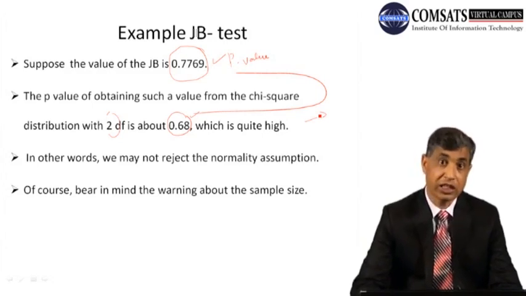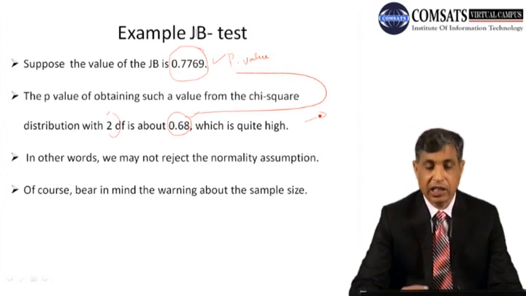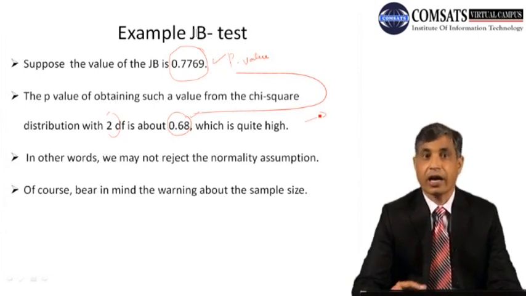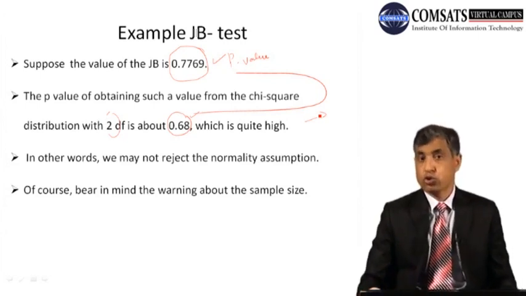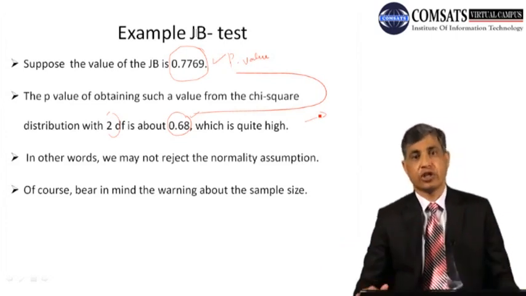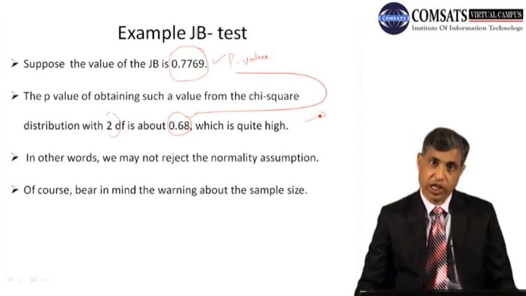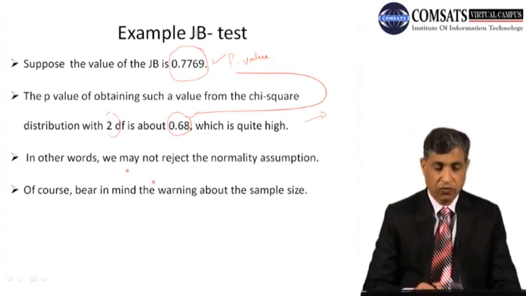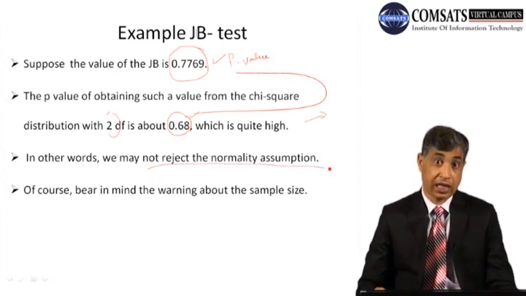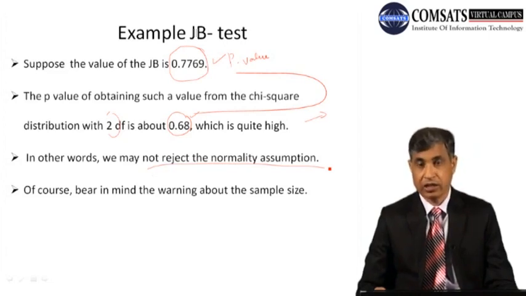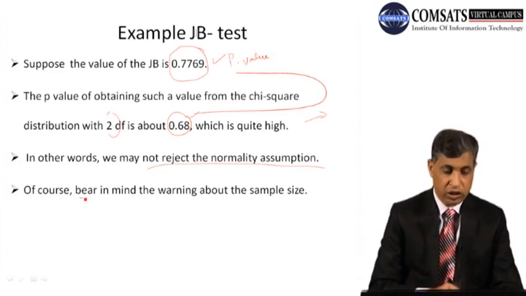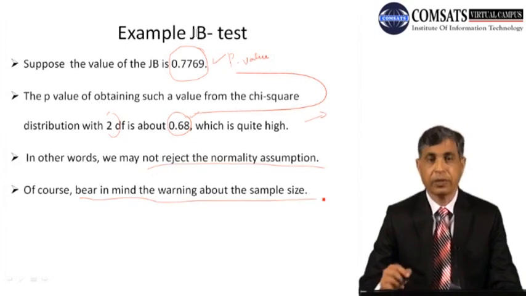At the same time, you are happy that you are not going to reject the null hypothesis, which was that the residuals are normally distributed. So it means indirectly we are accepting that yes, residuals are normally distributed, because we are unable to reject the null hypothesis. In other words, we may not reject the normality assumption. If we are unable to reject the normality assumption, there is good news that the residuals are normally distributed. Of course, bear in mind the warning about the sample size.